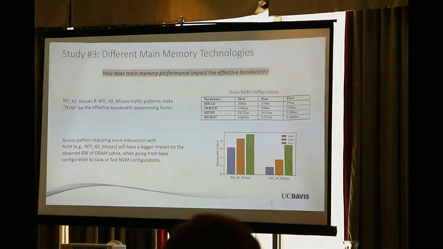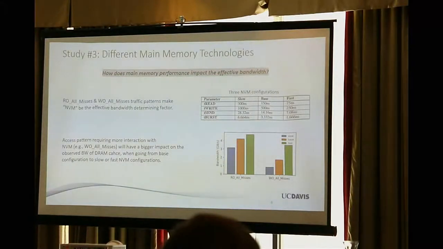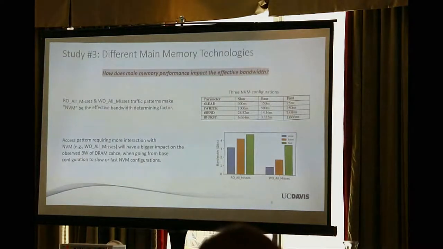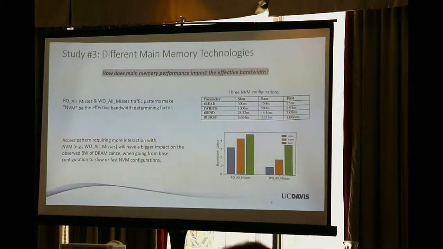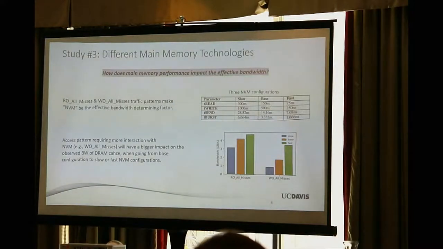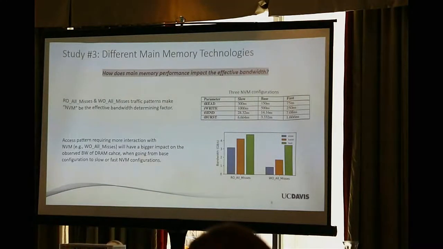The bandwidth for these access patterns is reported in this figure. The main takeaway was that once an access pattern requires more interaction with the NVM, the impact of NVM performance on the DRAM cache becomes bigger. For example, if we write only, all misses, once NVM is twice as fast we get almost two times more bandwidth compared to the baseline. When it's half as fast, we get almost half of the bandwidth that we gained in the baseline case.